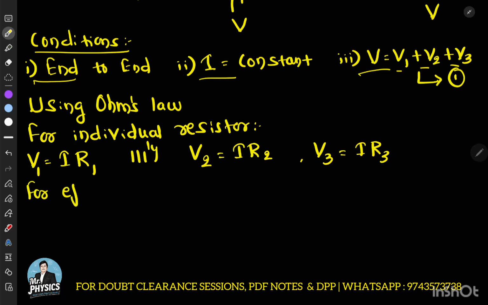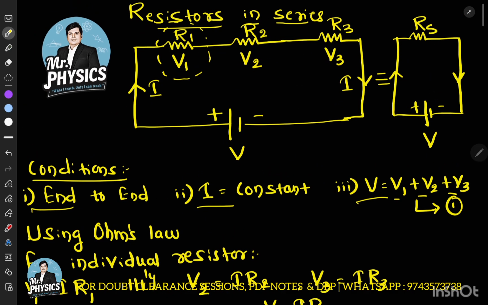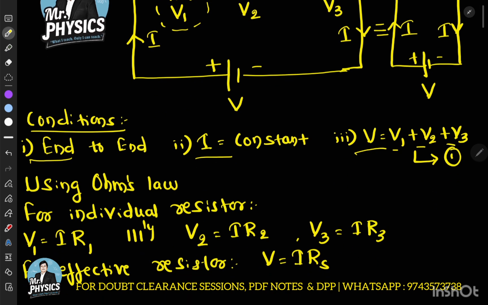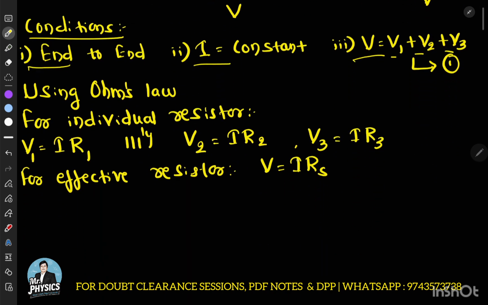Similarly, for the effective resistor, what equation can we write? You can observe in the circuit the potential is V, current is I and the resistance is Rs, hence I can write V equal to IRs.